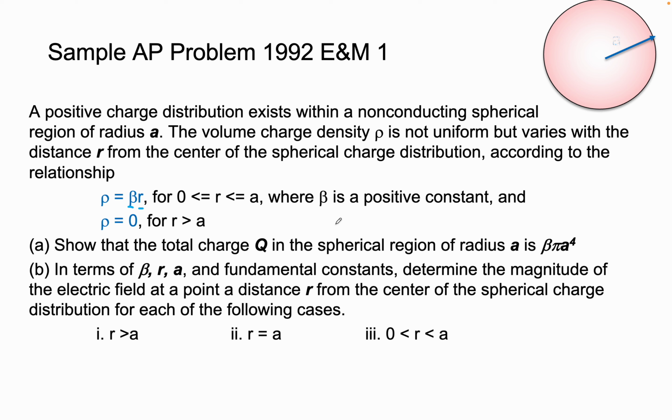It was the lowest scoring year in a long, long time. So rho, that is the charge per unit volume, increases as some constant times the radius. And so if we take a look at this one, first of all, I want to do part A here. Show that the total charge in the spherical region is given by beta pi a to the fourth.